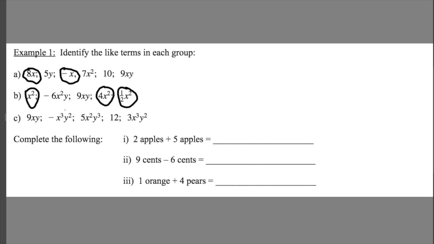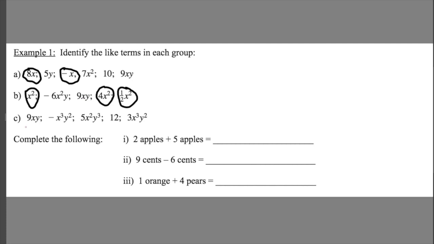The 9xy does not have x squared, and it also has a y. Because it is not squared, and because it has a y, it does not have a commonality with 4x squared. It's not like terms with x squared, and it's not like terms with 1/2 x squared either. And it's not a like term with negative 6x squared y.